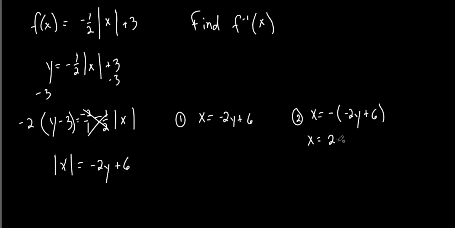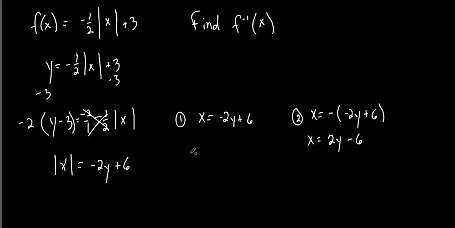So what's this going to be? 2y what? Minus 6. So I actually got 2 things. But is this an equation of a line, though? No. How do I write it? What was my second step? Remember, I solve for x first, and then what do I do? Just switch the x's and y's.